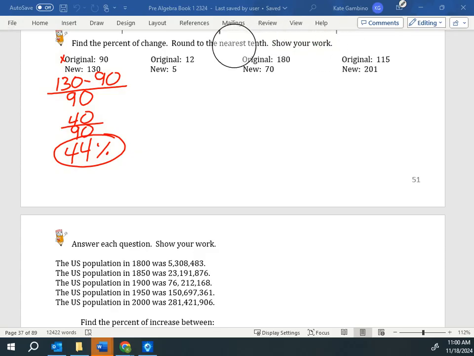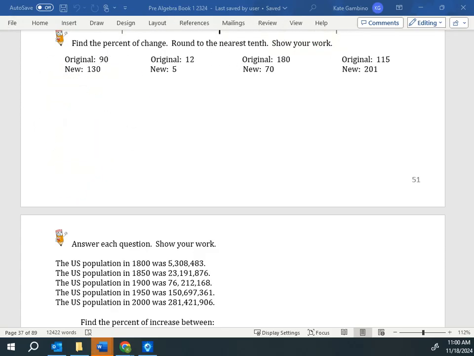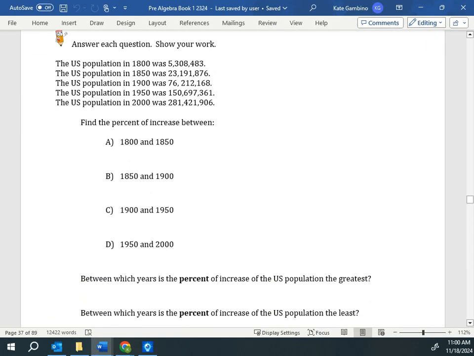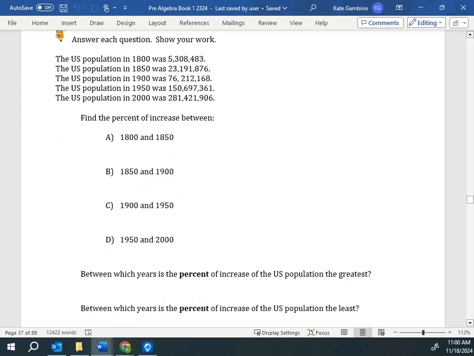Let's take a peek at our second page. You're gonna finish this page on your own. Do not forget to finish it. Our second page, it's not just original number, new number, find that percentage change. Now there's words put in there. But guys, word problems aren't scary. It's doing the same math. So it says answer each question and show your work.